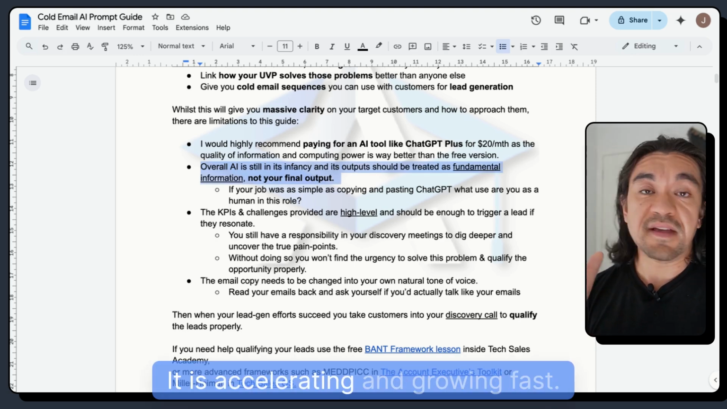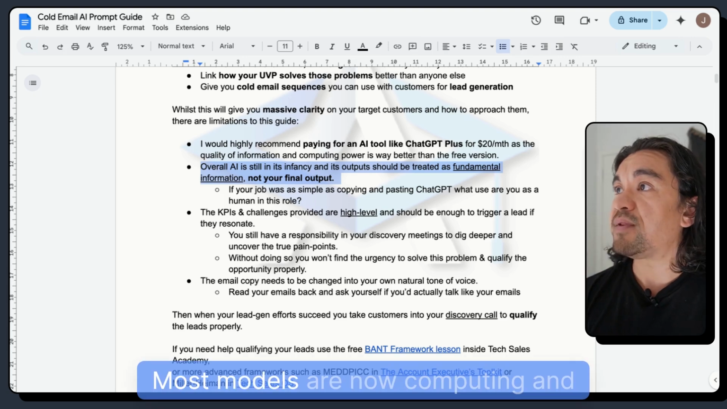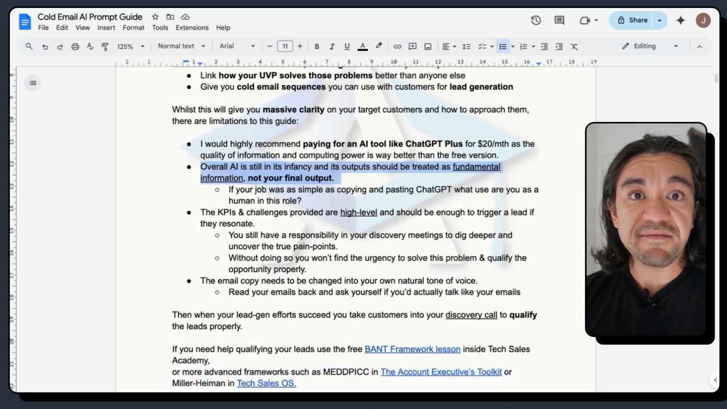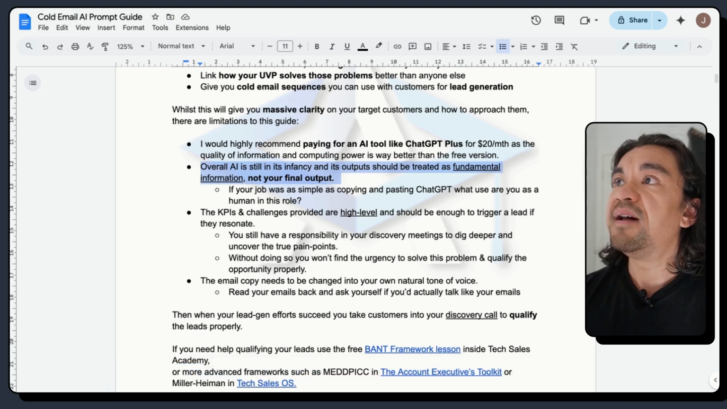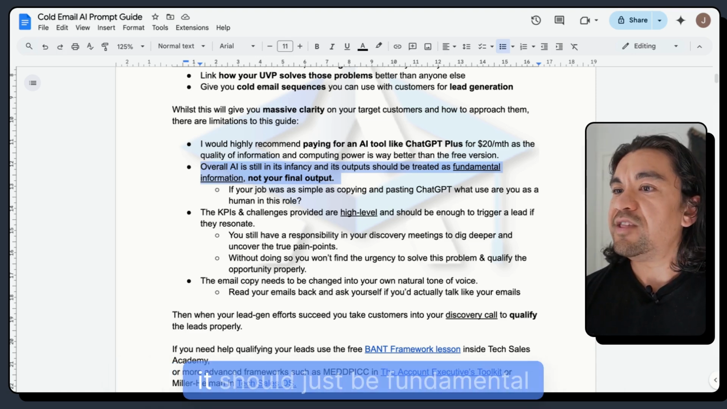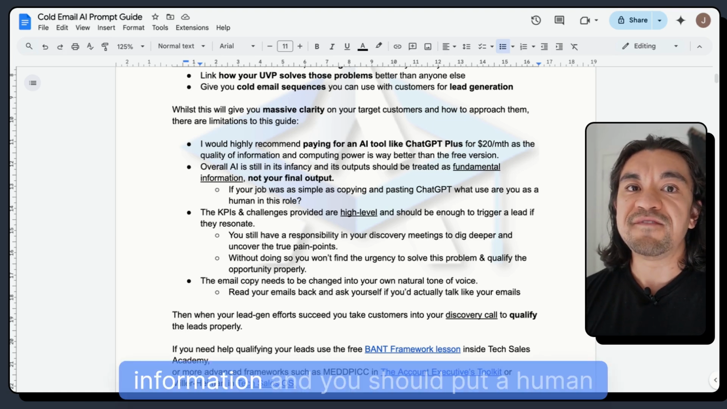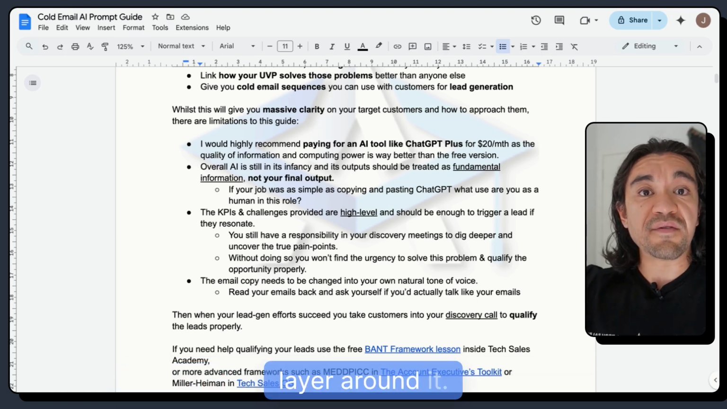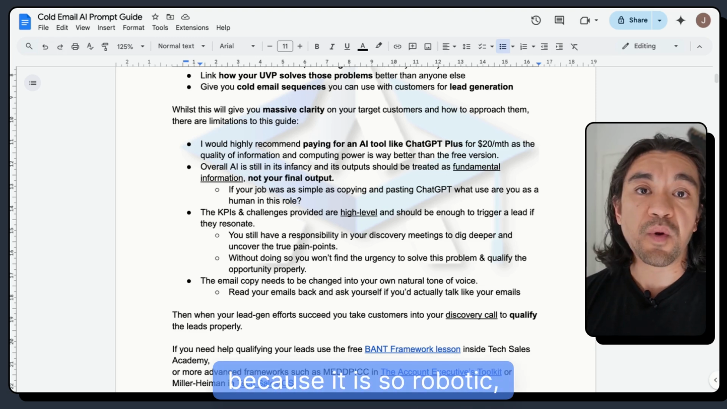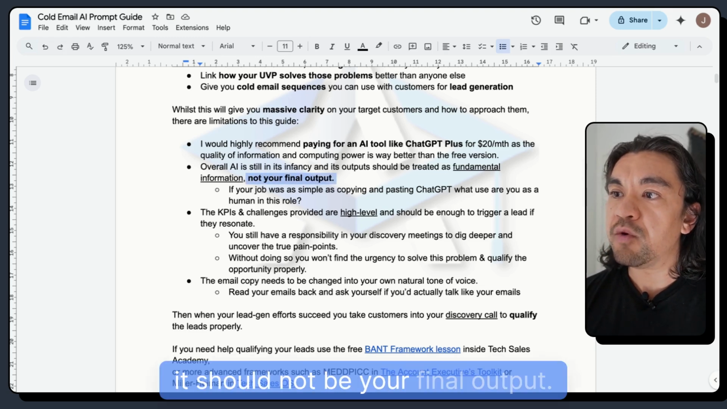It is accelerating and growing fast, right? Most models are now computing and thinking at a PhD equivalent level, so probably smarter than the both of us. But it doesn't understand the human element, it doesn't naturalize language. It should just be fundamental information and you should put a human layer around it. Almost a little bit of imperfection, to be quite honest, because it is so robotic.